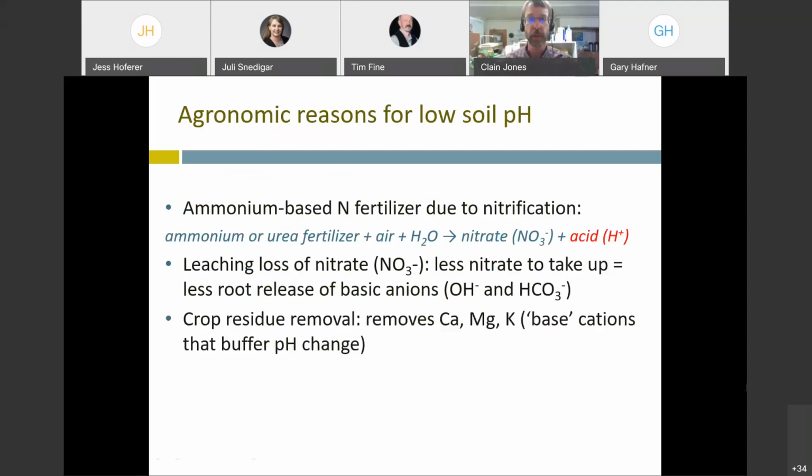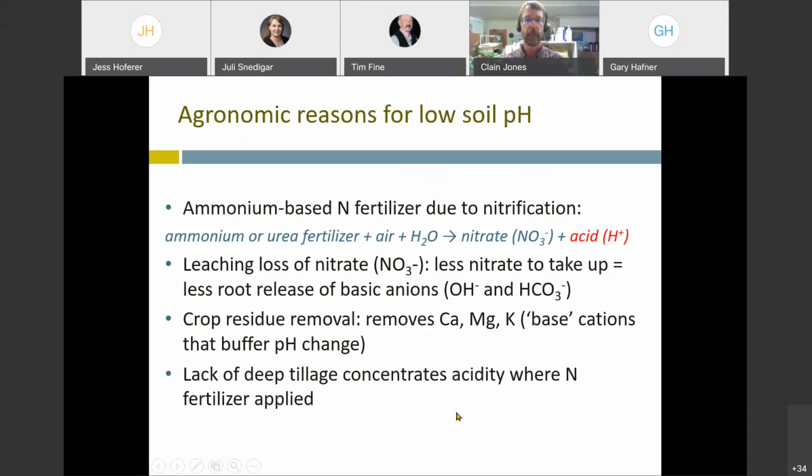Also, crop residue removal. So if you graze or if you hay down close to the ground or you remove most of your stubble, that removes a lot of what's called base cations, calcium, magnesium, and potassium, that all can buffer pH change. And then lack of deep tillage concentrates acidity where the nitrogen fertilizer was applied.